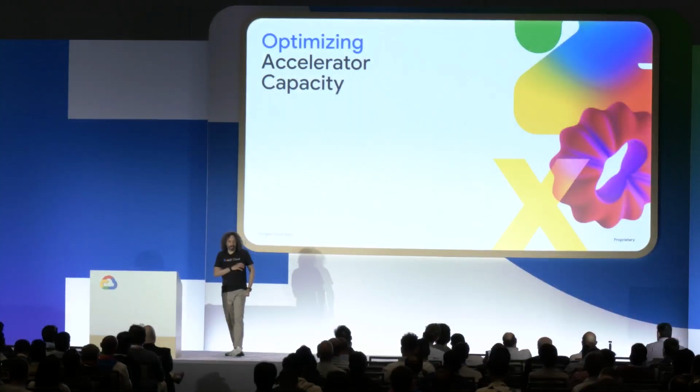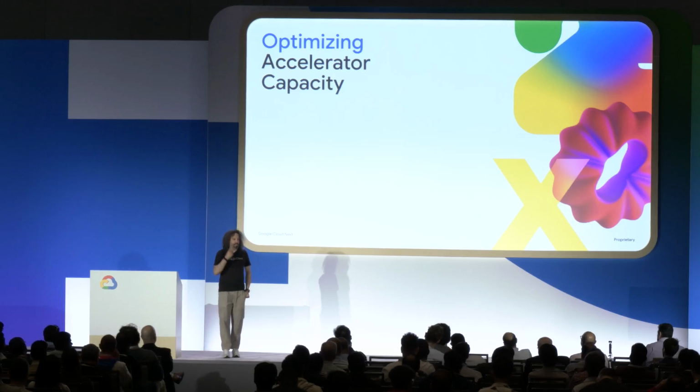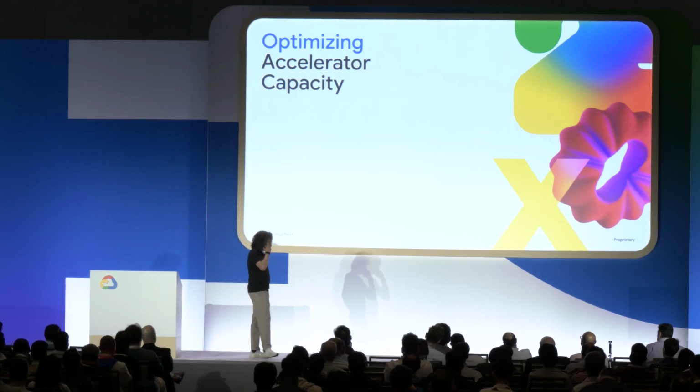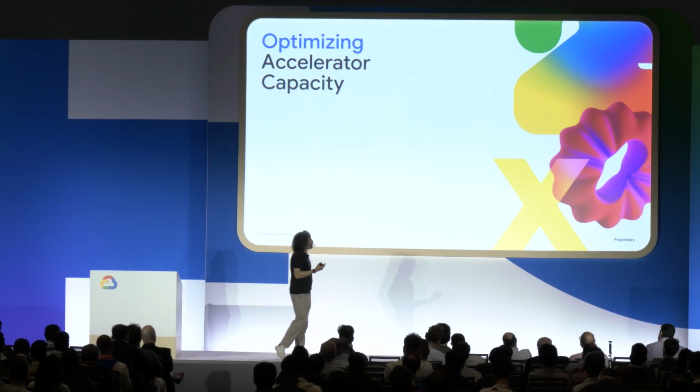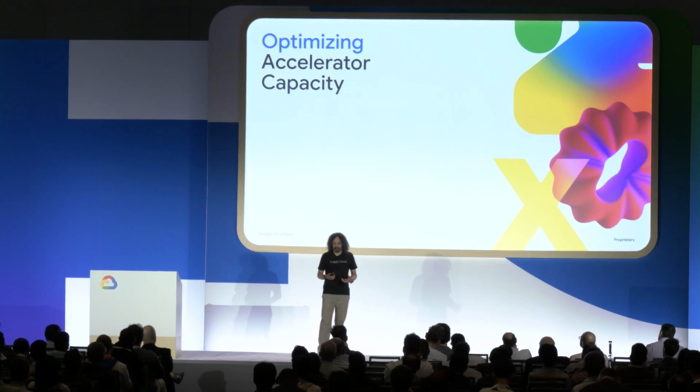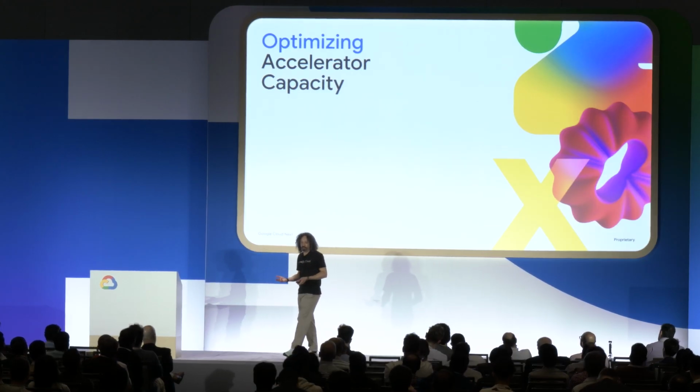Now, coming to what I think is the most interesting thing, optimizing accelerator capacity. Obviously, obtaining accelerator capacity is the key thing for running large language models on GKE. And we have been doing a lot of work recently to improve what we call obtainability. Obtainability is essentially how fast and how easy it is for you to obtain the resources you need in whatever region you're running on.